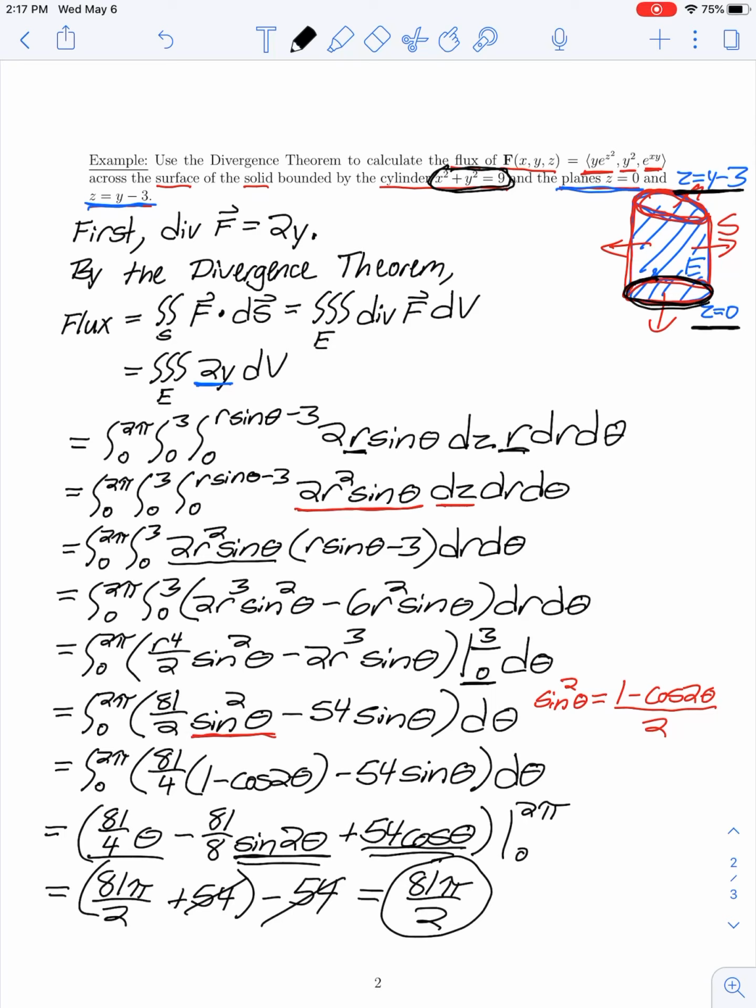So the highlight of this last section is we can use the divergence theorem to calculate the flux of a vector field over a closed surface by converting it to a triple integral over a solid region enclosed by that surface.